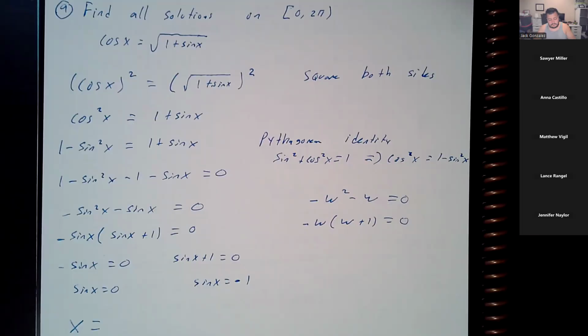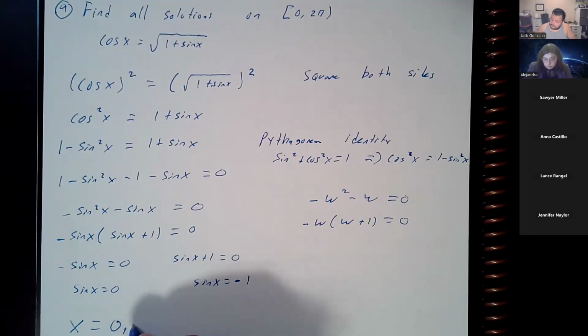Sine zero, it's 0 and pi, right? Yeah, sine 0 is going to be 0 and 2 pi, but we can't include 2 pi. Sorry, 0 and pi. Is that what you said? Yeah, yes, sir, that's right.